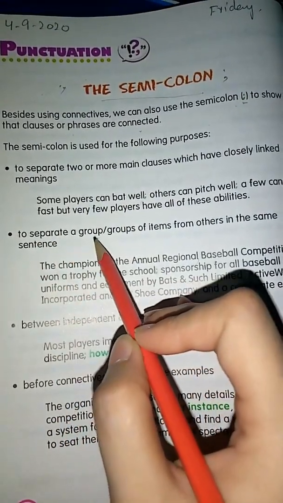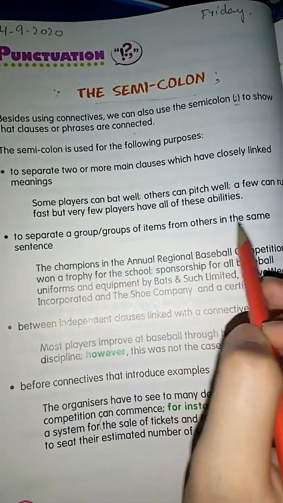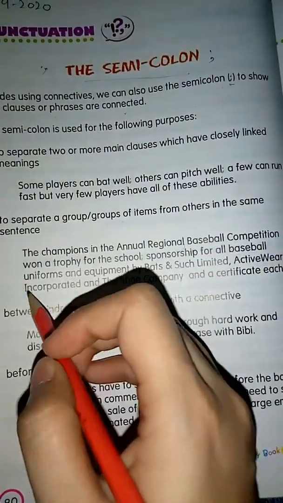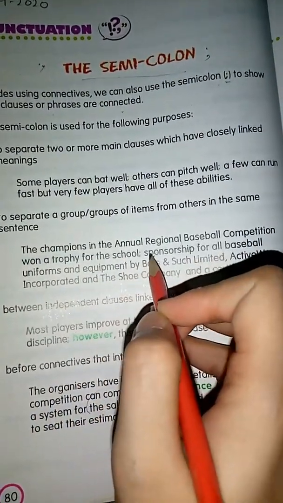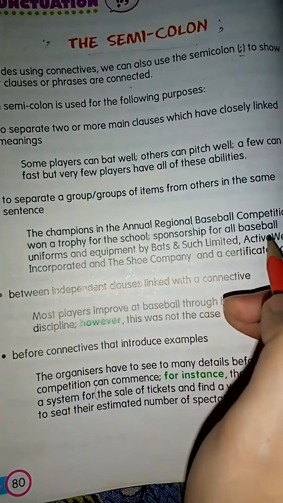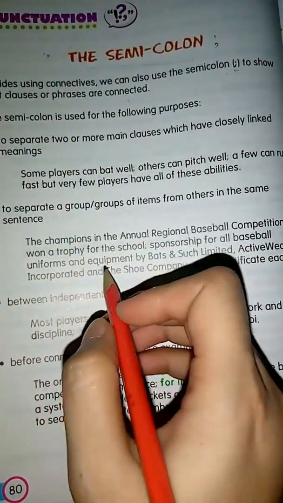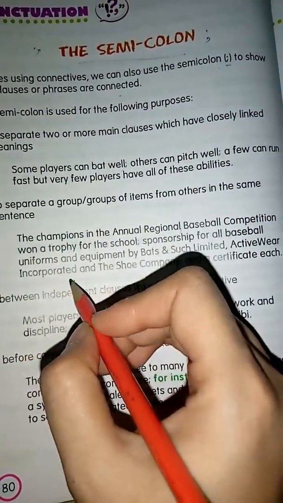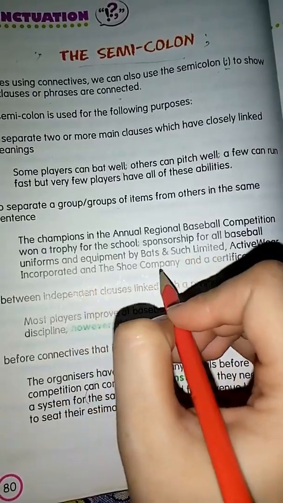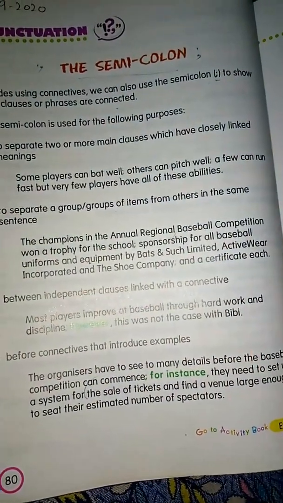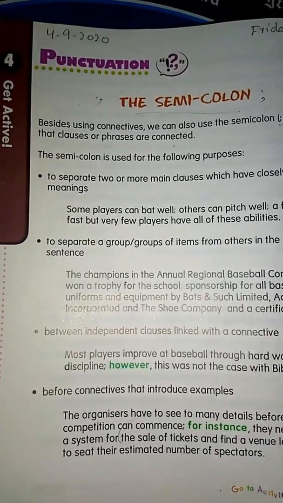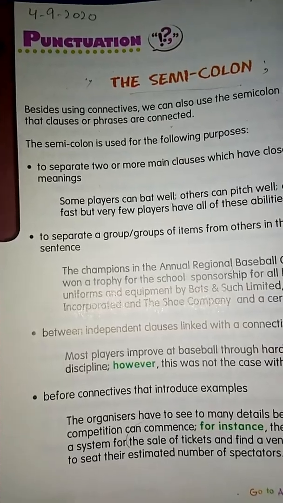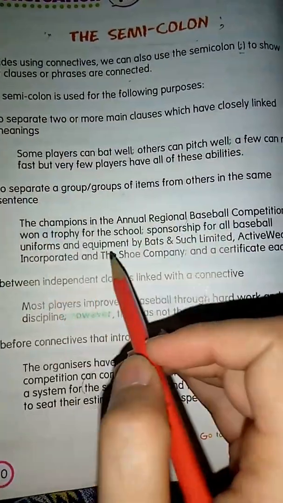Number 2, to separate groups of items from others in the same sentence. The champions in the annual regional baseball competition won a trophy for the school; then sponsorship for all baseball uniforms and equipment by Bats and Such Limited, Active Incorporated, and the shoe company; and the certificate each. So when we are going to separate a group, or any item of a group, from others in a sentence, then we are going to use the semicolon.